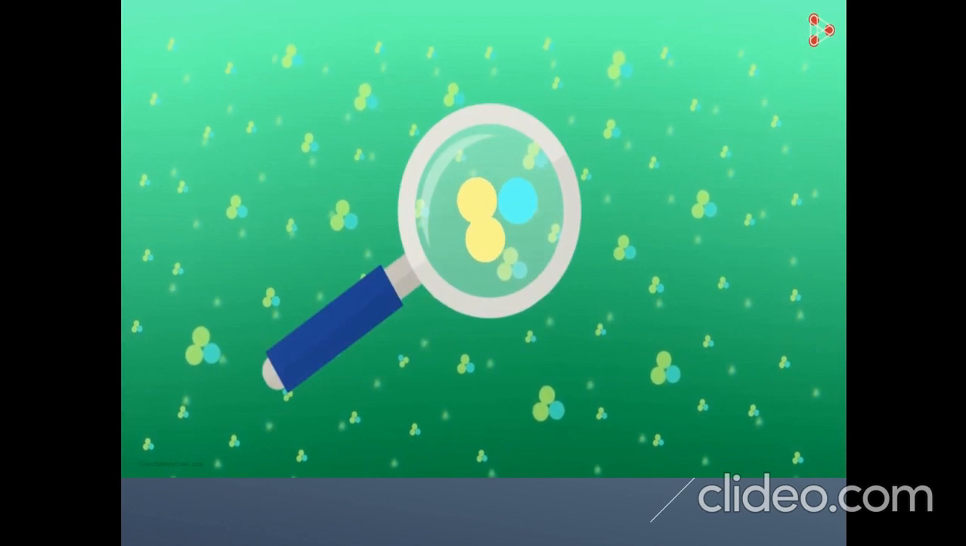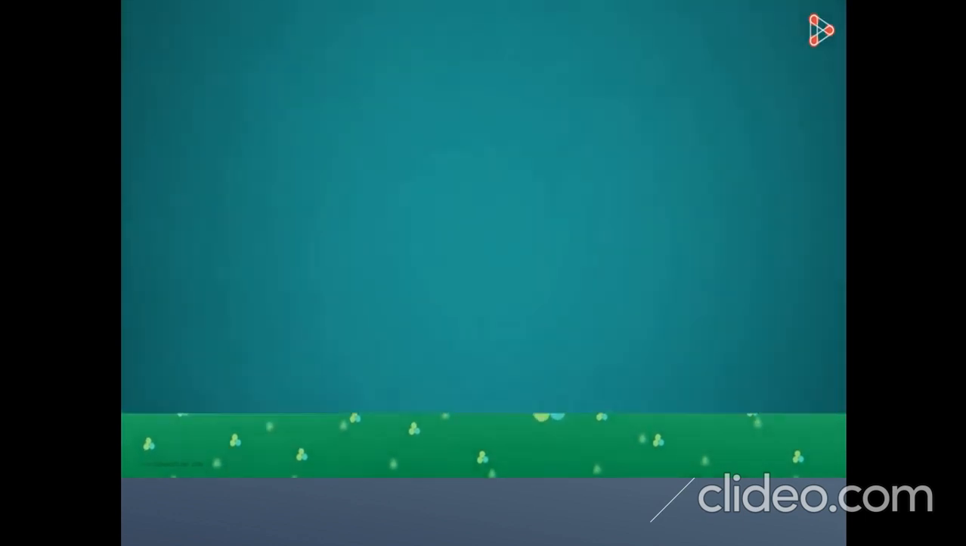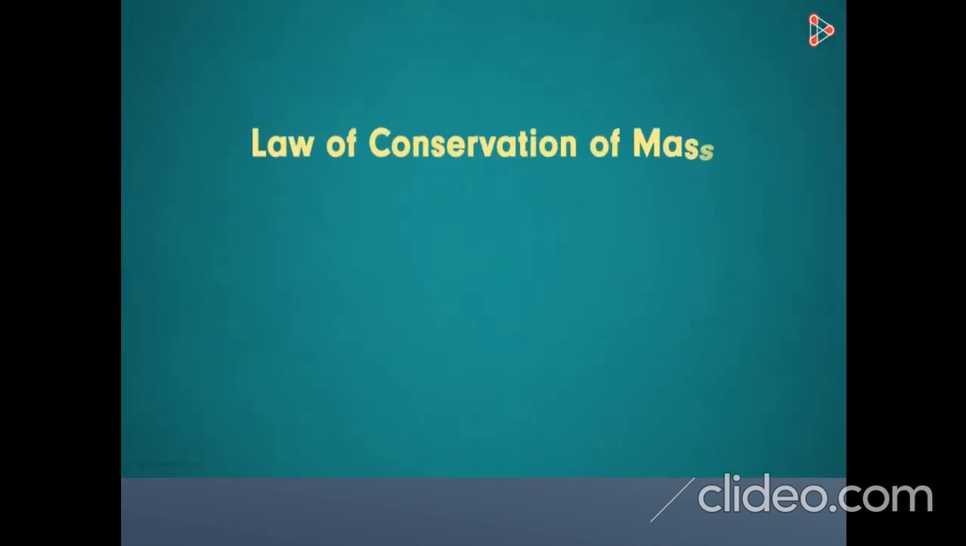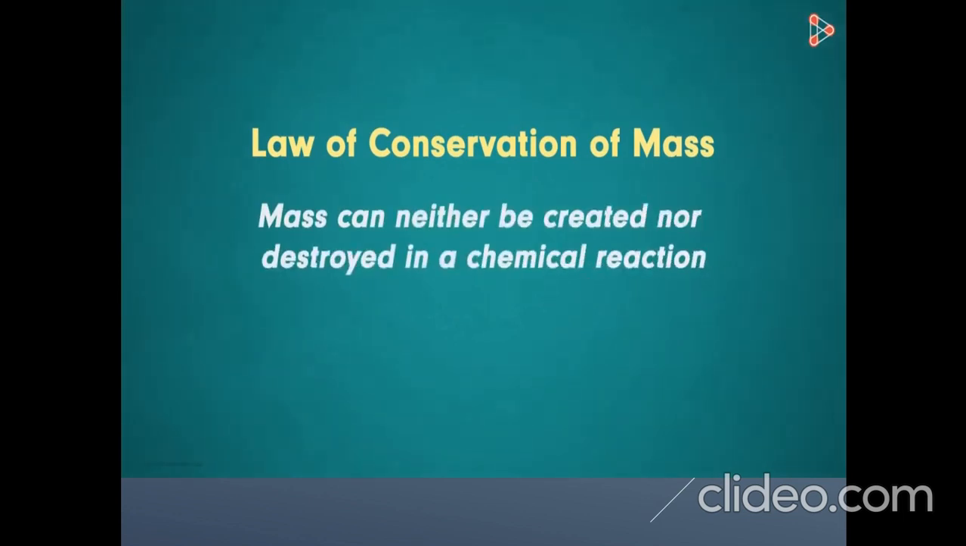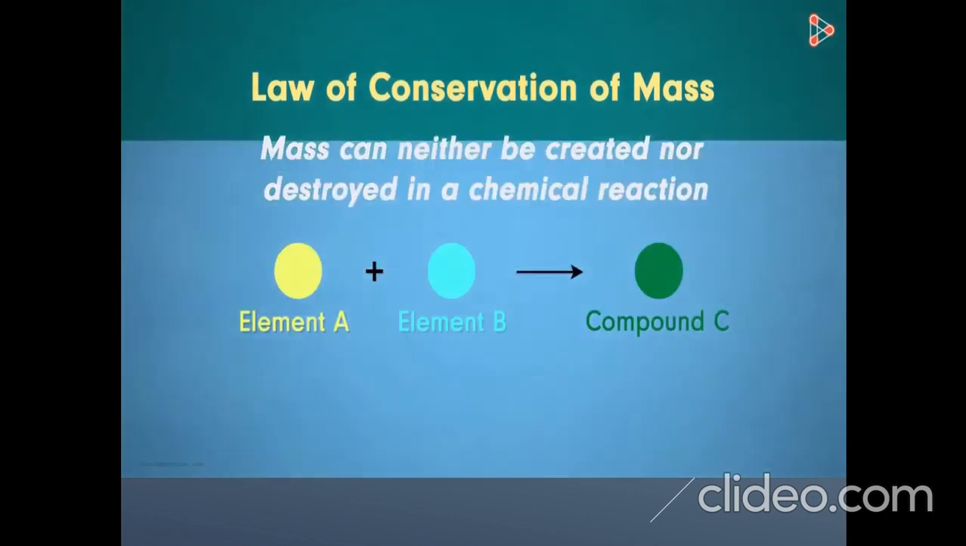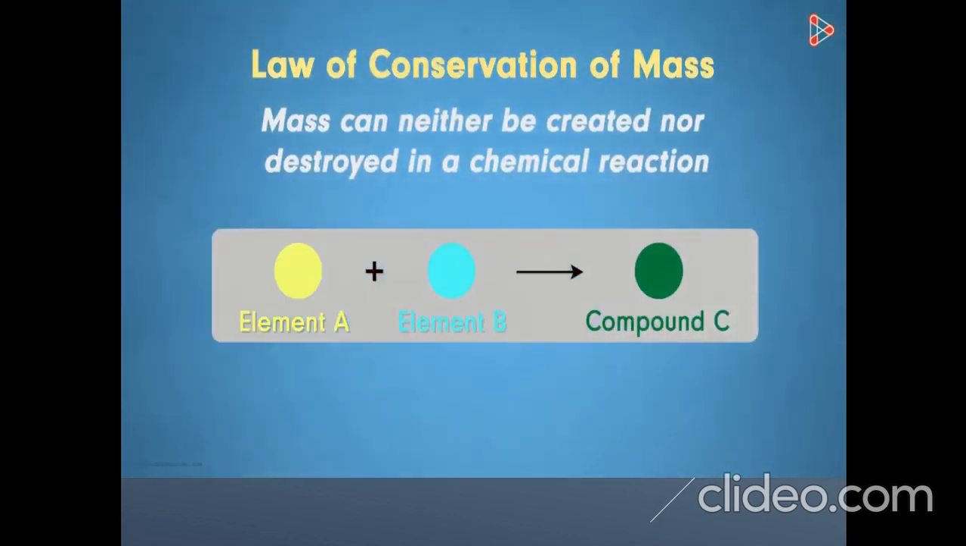In reality, they are combining to give us the compound C. Antoine Lavoisier put forth the law of conservation of mass, and do you know what it tells us? It states that mass can neither be created nor destroyed in a chemical reaction. He explained this law by saying that matter is formed from the pre-existing matter, and the mass of the newly formed matter will be the same as that of the pre-existing matter. We can neither create new matter nor destroy the existing.